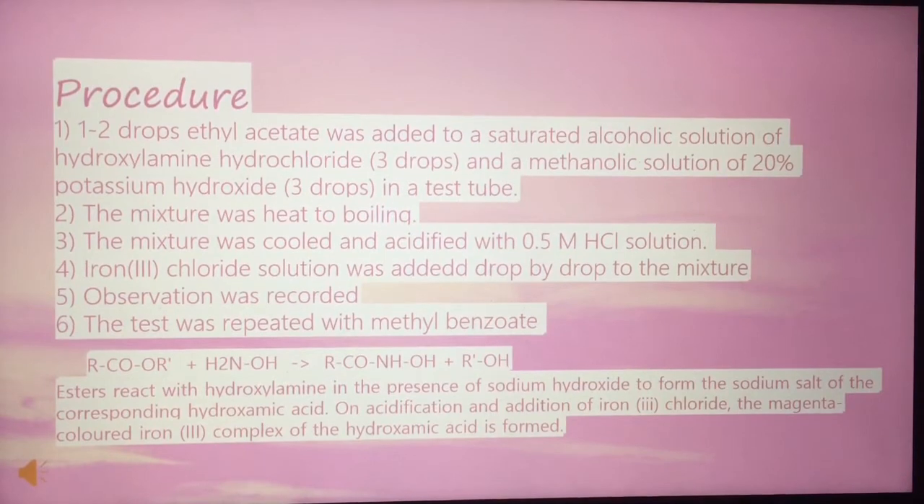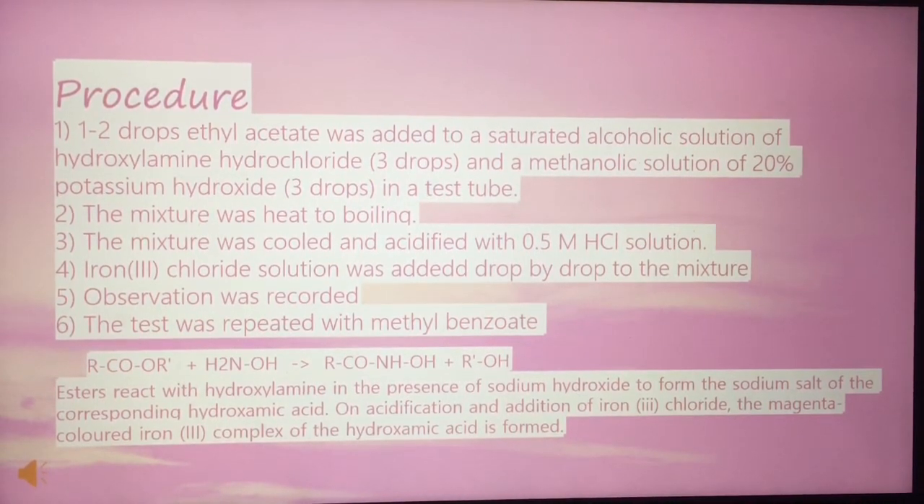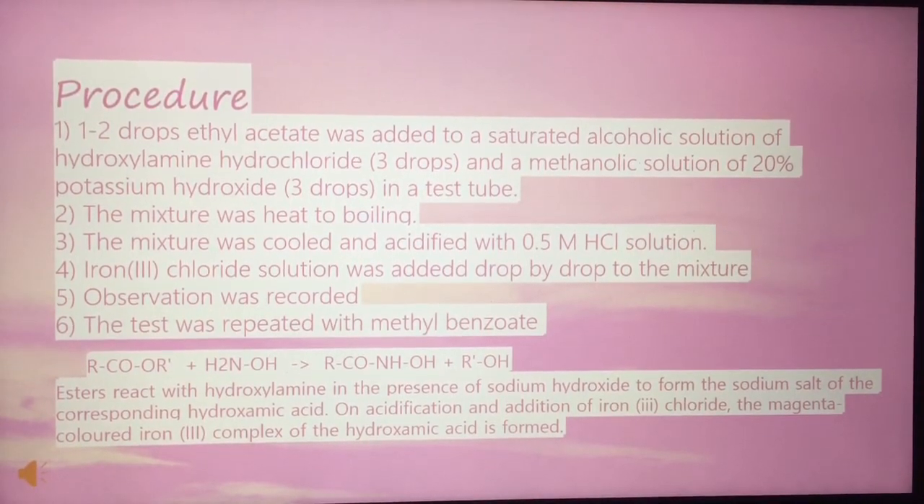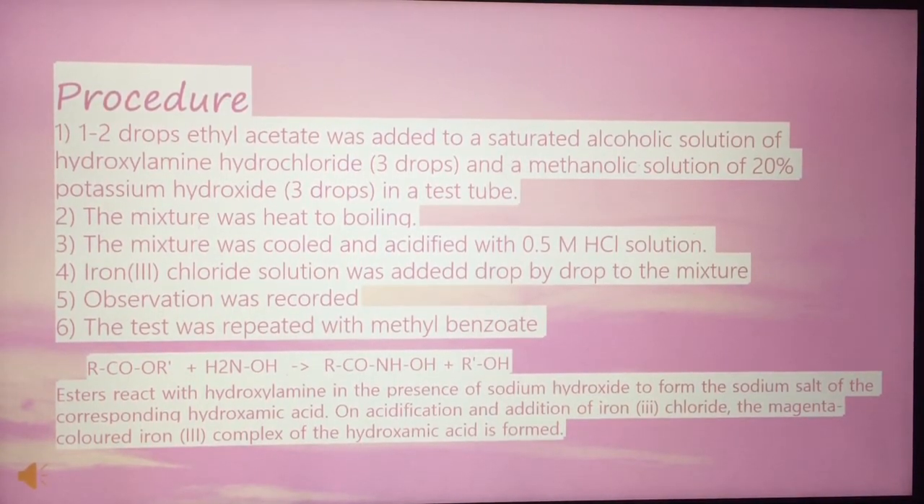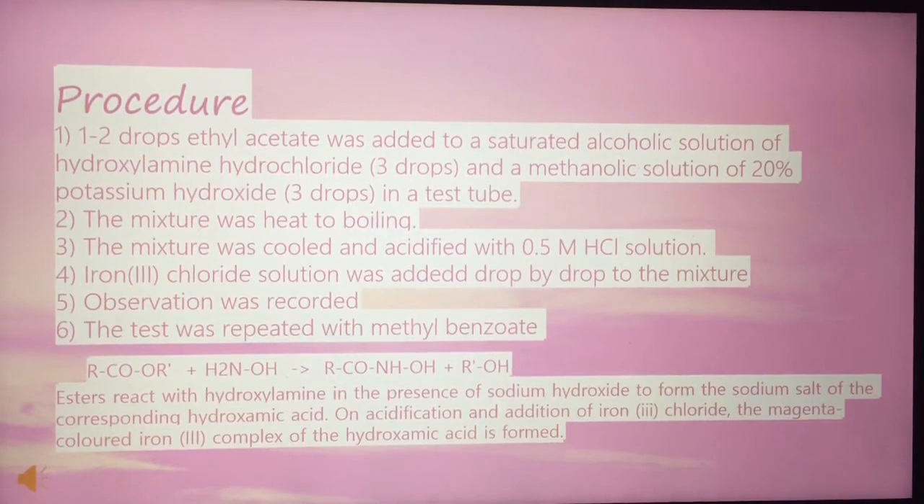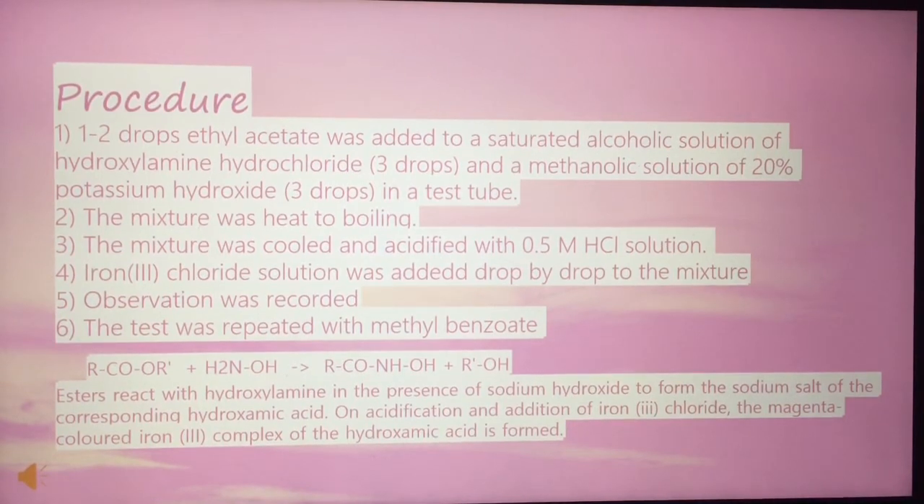The procedure for this experiment is, first, 1 to 2 drops of ethyl acetate were added to a saturated alcoholic solution of hydroxylamine hydrochloride, 3 drops, and a methanolic solution of 20% potassium hydroxide, 3 drops, in a test tube. Then the mixture was heated to boiling, cooled, and acidified with 0.5 molar hydrochloric acid solution, and then iron trichloride solution was added drop by drop to the mixture. After that, the observation was recorded and the test was repeated with methyl benzoate.